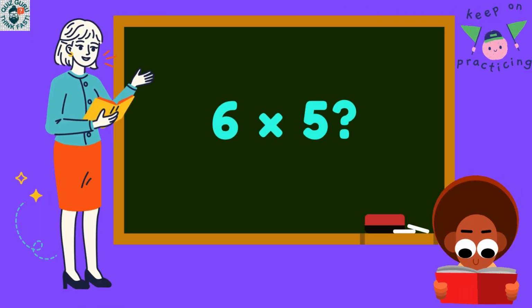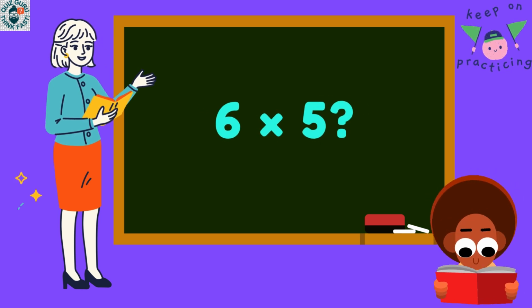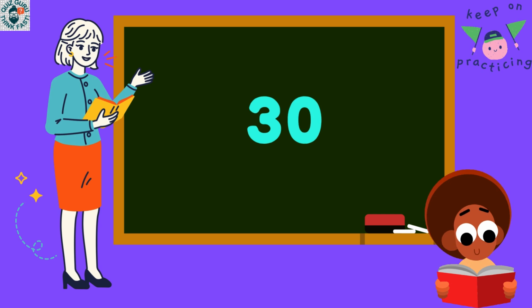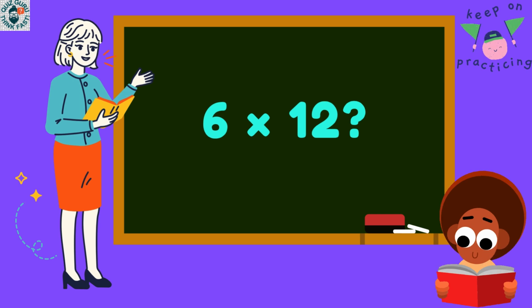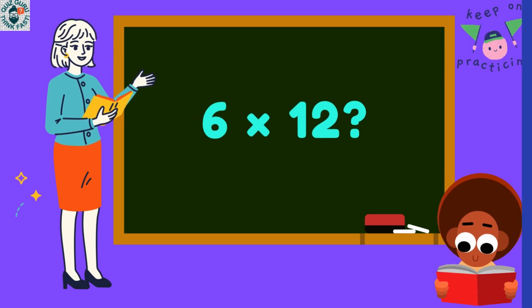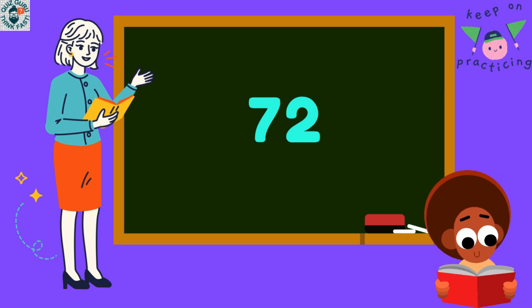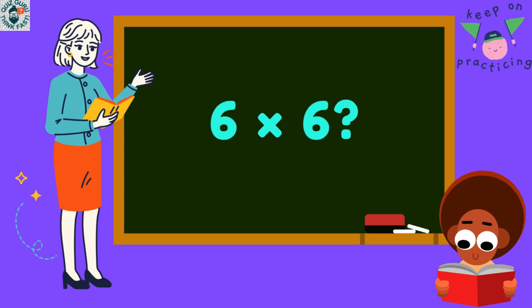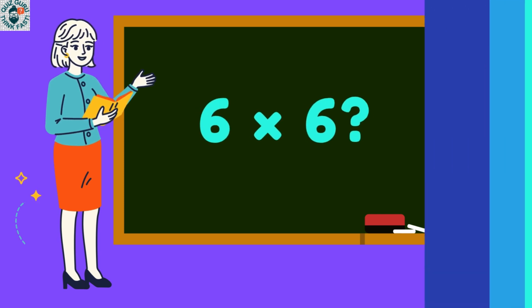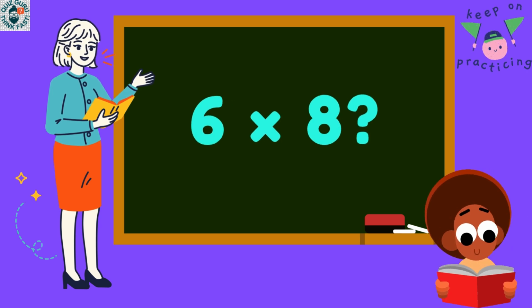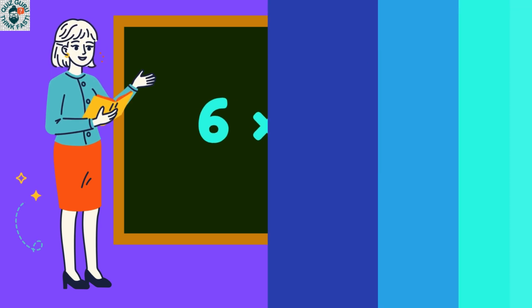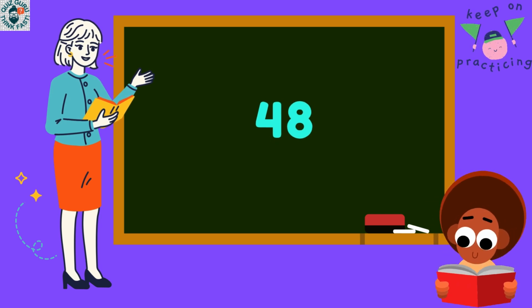What is 6 times 5? It's 30. What is 6 times 12? It's 72. What is 6 times 6? It's 36. What is 6 times 8? It's 48.